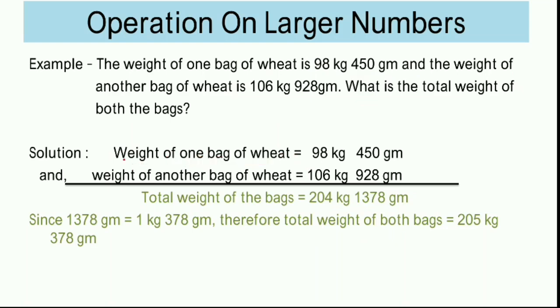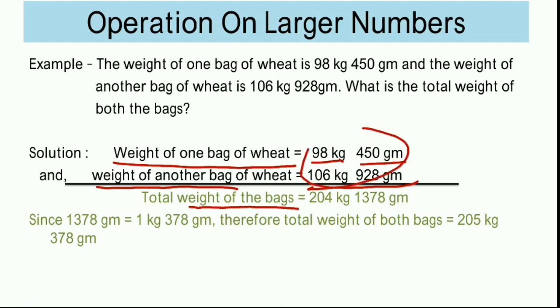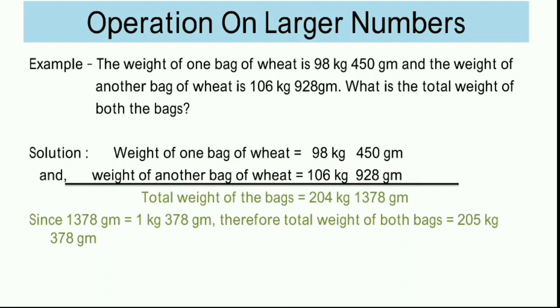You can write that the weight of the wheat in one bag, the weight of the wheat in the first bag, like this. It is up to you how to write. I have written: weight of one bag of wheat is equal to 98 kg 450 gram, and weight of another bag, the second bag, is equal to 106 kg 928 gram. Now for the total weight of the bags, you will add these two data.